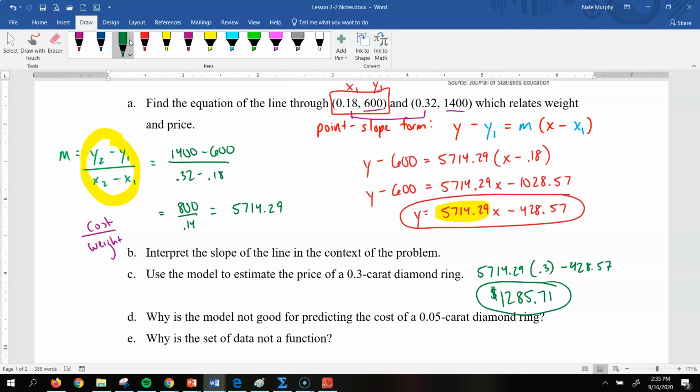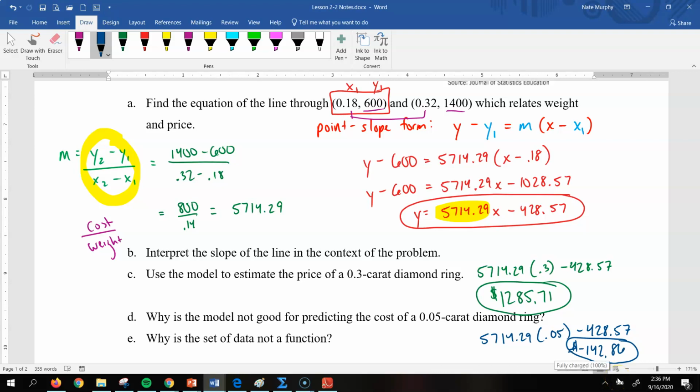Now it says, why is this model not good for predicting the cost of a 0.05 carat diamond ring? Well, the reason why is if you put 0.05 in for x, so that'd be like a small little shaving of a carat, of a diamond there. If we were to put 0.05 in for x, here's what we would have. And when you type this in your calculator, you'd end up getting negative $142.86.